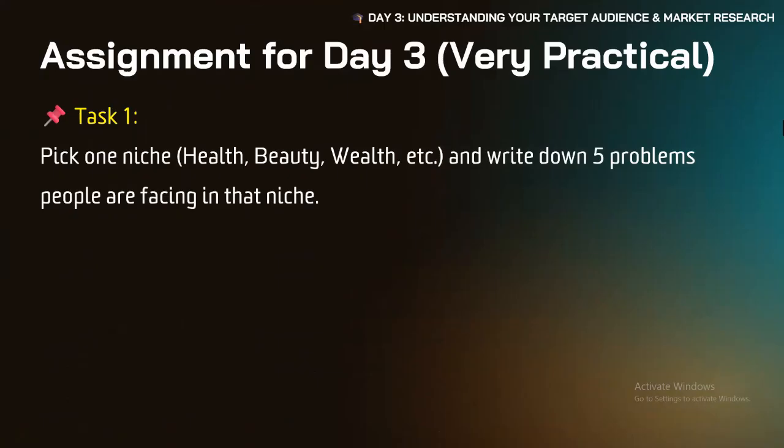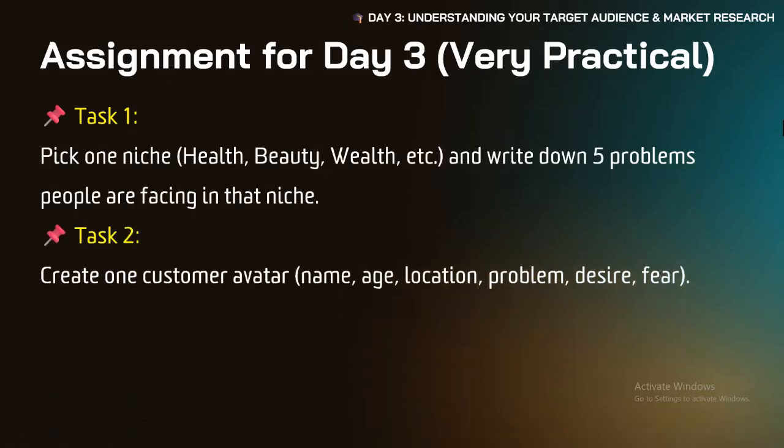Now, task 1, pick one niche: health, beauty, wealth, etc., and write down 5 problems people are facing in that niche. Now, the niche I'm showcasing at the end of this training is going to be in all of these 3: health, beauty, and wealth. People want to stay healthy, they want to look beautiful, and also wealthy. All of these 3 are what I combine in my business. But for this assignment, just pick one niche and write down 5 problems people are facing in that niche.